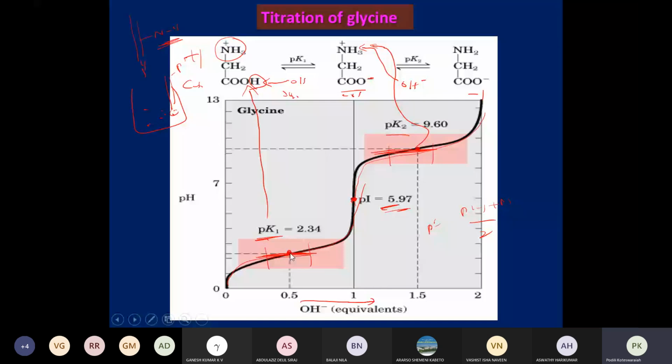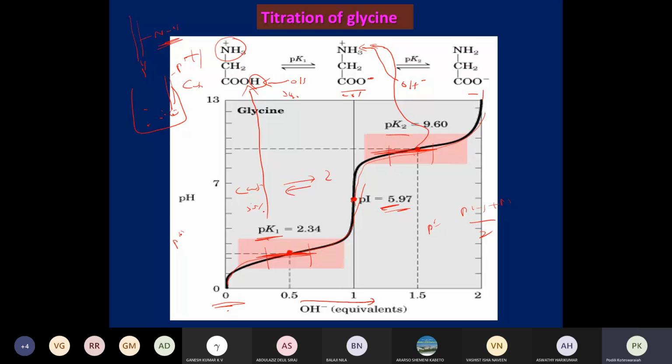As I already said, at extreme lower pH, the glycine exists in the cationic form, and at the midpoint of the flat region, the cationic form and the zwitterionic form are both present in equimolar amounts. In the sense, 50% of the cationic form and 50% of the zwitterionic form is present here. So when we apply the Henderson-Hasselbalch equation here, the pH is equal to pKa plus log base by acid.